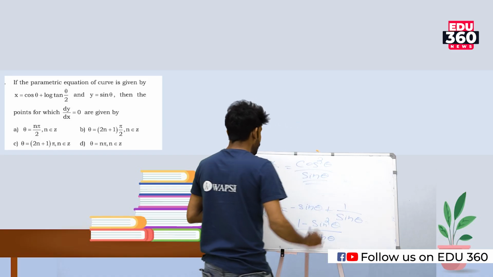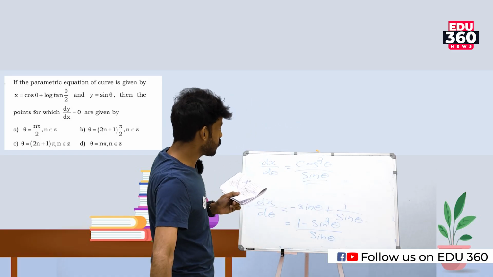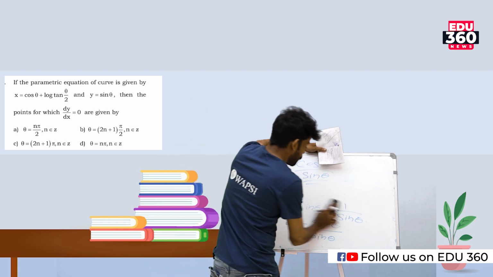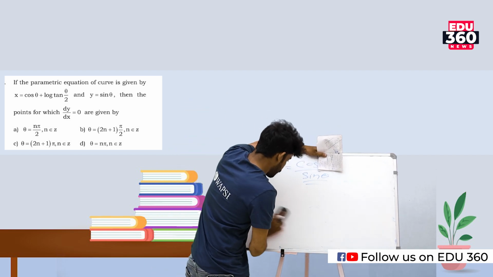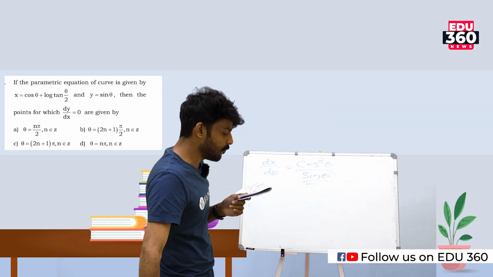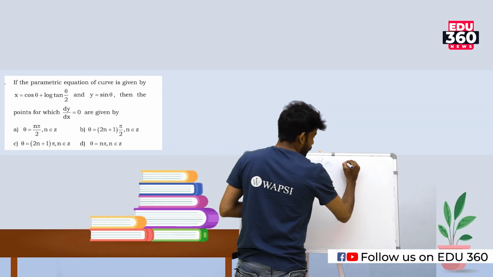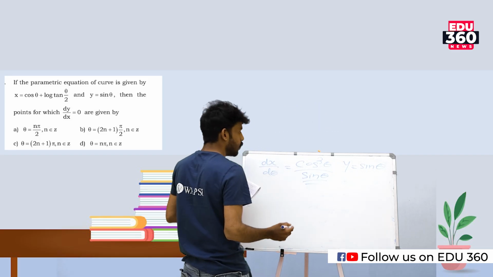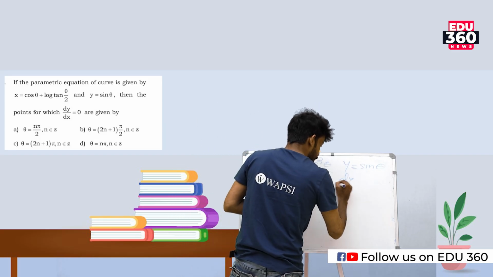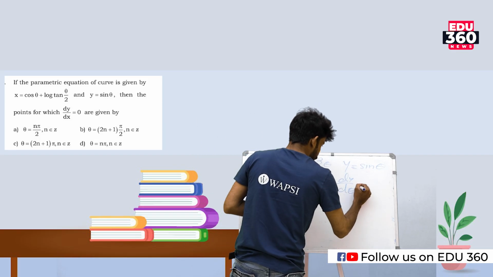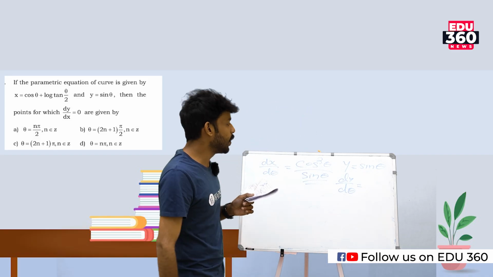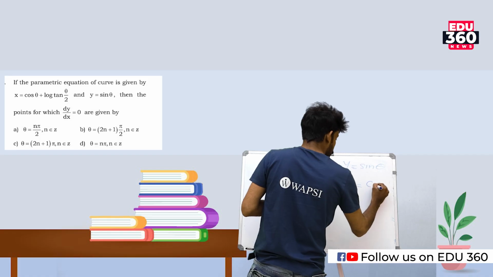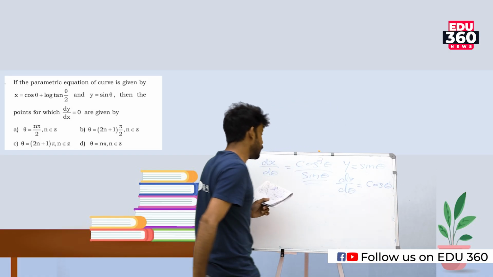So dx by d theta is equal to cos square theta divided by sin theta. And again look at the question. It's given that y is equal to sin theta. So dy by d theta, just find the derivative of this. What is the derivative of sin? That is cos. So dy by d theta is equal to cos theta.